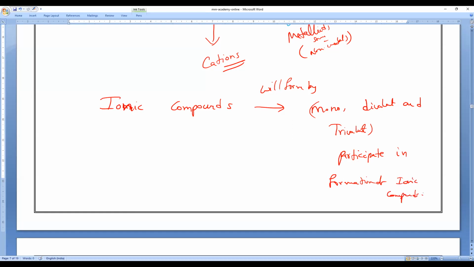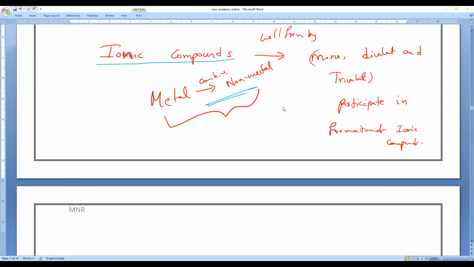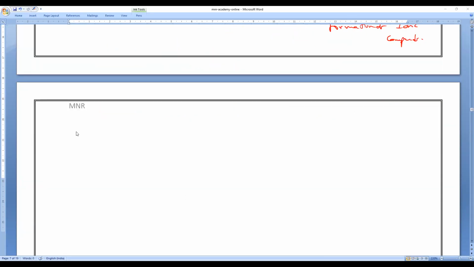Please remember that. Any doubt? Anybody can ask me. Clear, everybody? Means in the sense of what? Metal will combine with the non-metal. So then what compounds will form, everyone? Metal will combine with a non-metal. What are the compounds that will form? Ionic compounds.